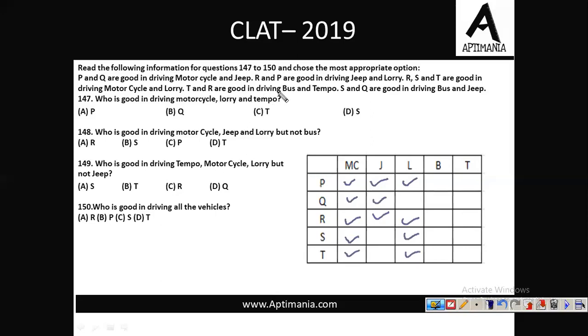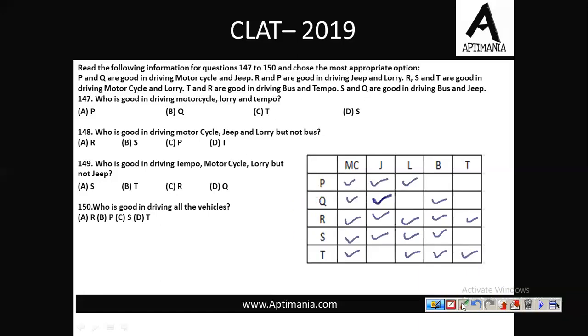T and R are good in driving bus and tempo. So T and R are good in driving bus and tempo. T and R. तो यहाँ पे हमने टिक कर दिया है. ठीक है. S and Q are good in driving bus and jeep. S and Q, these two are good in driving bus. So bus में टिक करते हैं दोनों में, and jeep. So jeep we have already have a tick for at this J for Q. तो यहाँ पर भी एक tick आ जाए. So in this way, all the arrangement is complete.